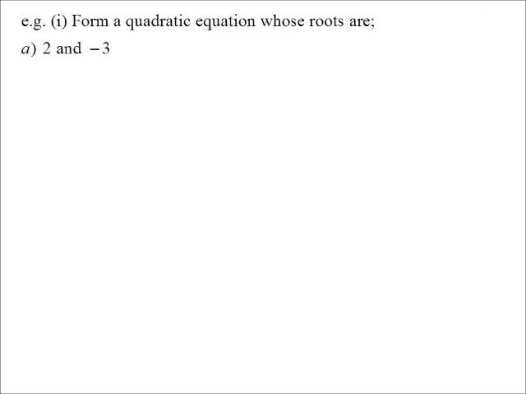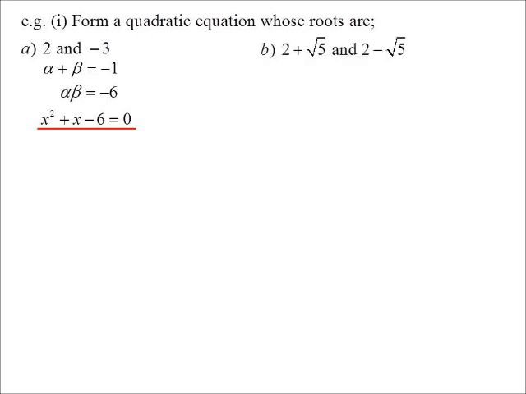So if I now say, well, form a quadratic equation whose roots are 2 and minus 3, I can say, well, look, I know the sum of the roots is minus 1. I know the product of the roots is minus 6, and so therefore the equation is x squared plus x minus 6, or equals 0 to make it an equation, because the quadratic will be x squared minus the sum of the roots plus the product of the roots.